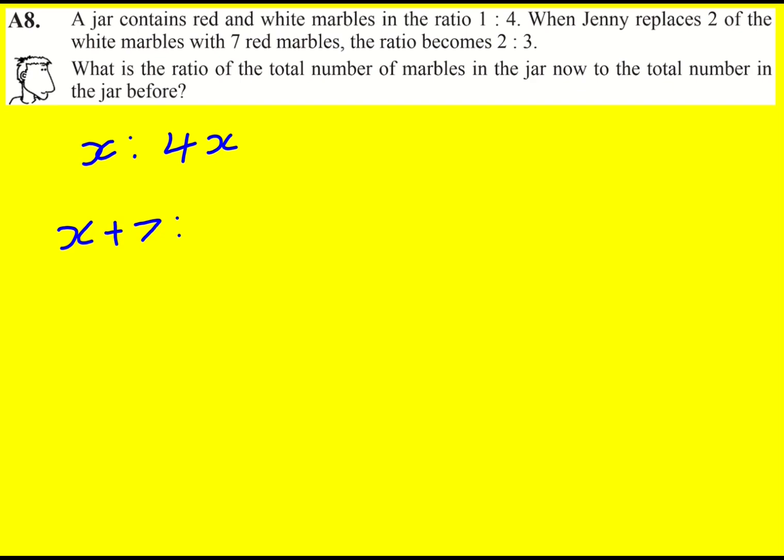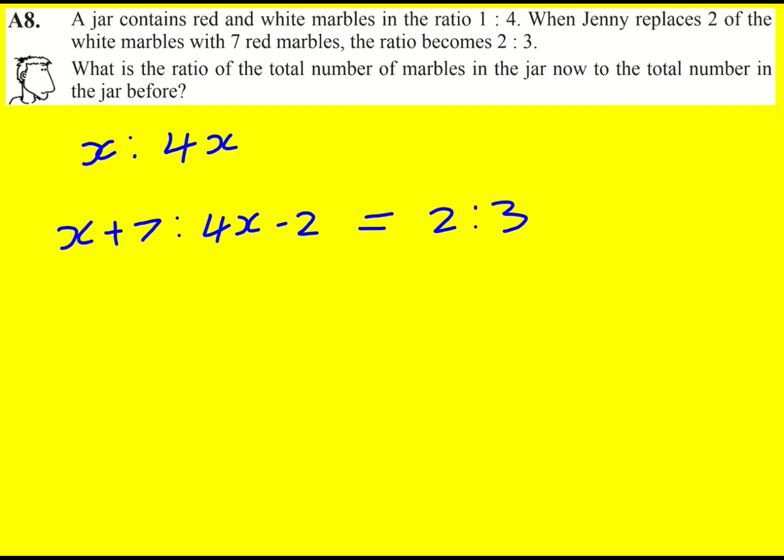That's the actual amount. And then I'm going to lose 2 white marbles, so it'll be 4x minus 2. And that is going to equal, so that is the actual amount, that's going to equal a simplified ratio 2 to 3. And I've created an equation involving ratios.